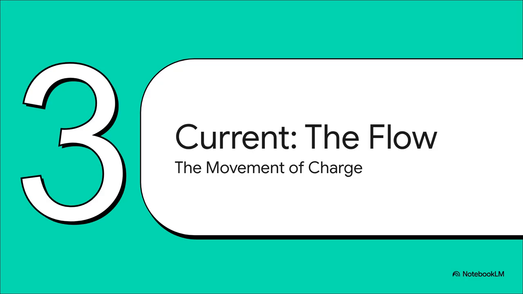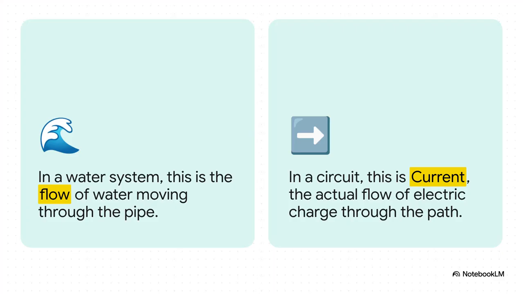All right, so we've got the push, that's voltage, but what is it actually pushing? That leads us straight to our next player, current. So let's jump back to our water tank. If voltage was the pressure building up, then current is the actual water flowing through the pipe once you open that valve. It's how much water is actually moving. In a circuit, this is the flow of charge, or as you see here, Occam.